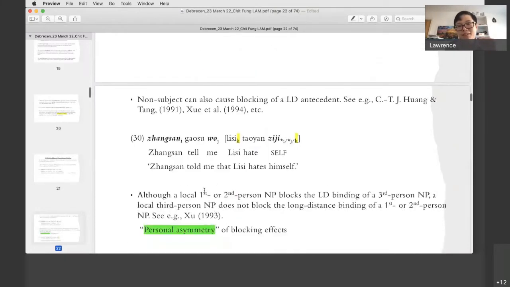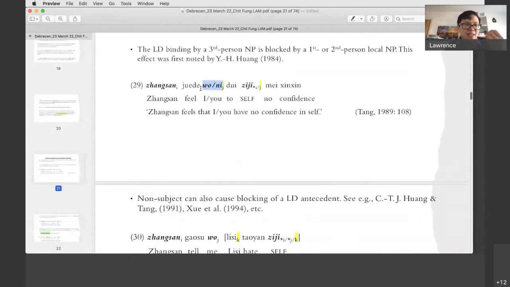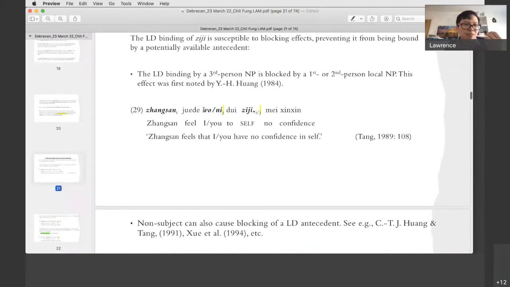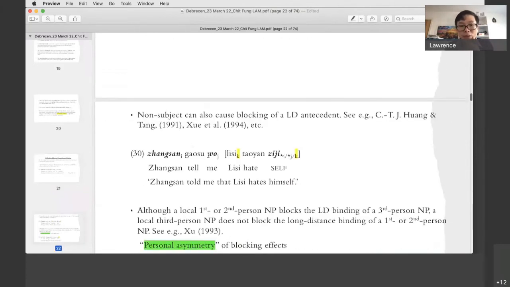So this is one of the blocking effects. And a related one is this: you may guess, I guess some of you may think, does this blocking effect only happen when the I and you are in a subject position? Not really. Even a non-subject can cause blocking. In this sentence, Johnson tells me something, me is the matrix object, and even though it is an object, it blocks the long distance binding of Johnson.